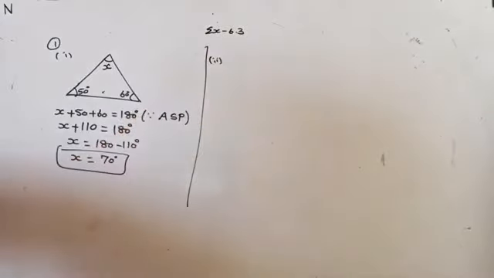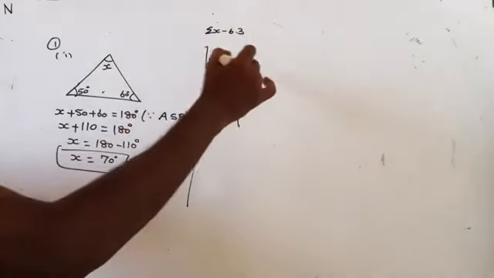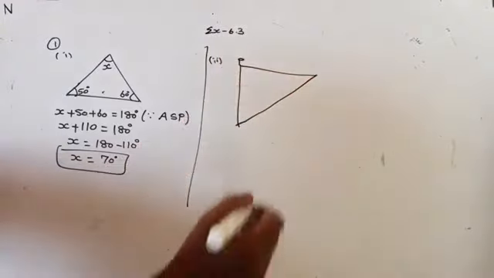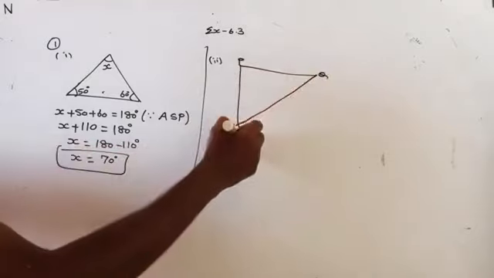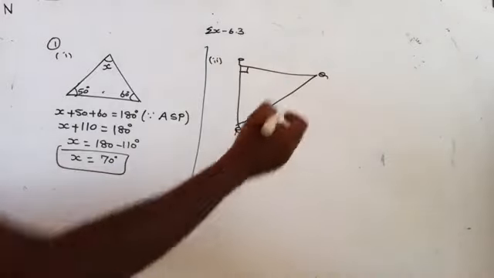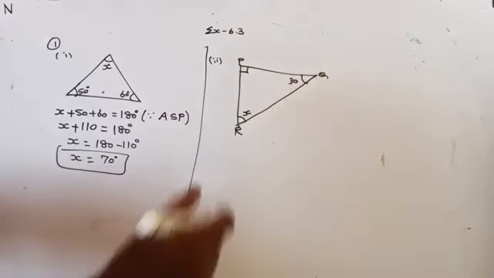In the second part, in triangle PQR, right angle at P. Right angle means what? An angle which measures exactly 90 degrees is called what? Right angle. Then angle Q is 30. There is an unknown angle x.